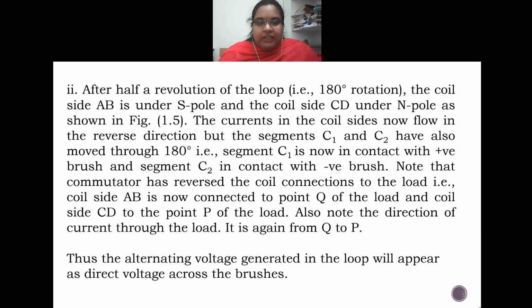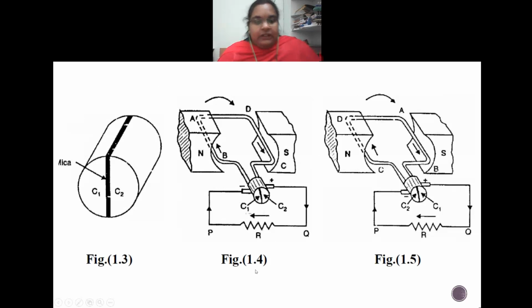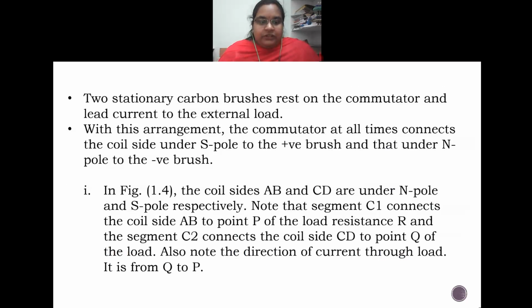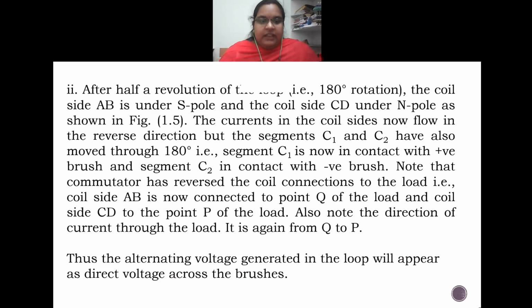At the end of the discussion, we are making sure that the direction of current through R is constant. So this is the role of the commutator. Thus, the alternating voltage generated in the loop will appear as a direct voltage at the brushes.